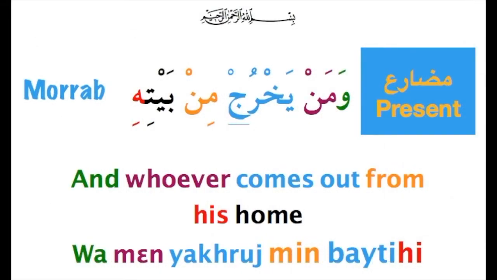The third and last one is يخرج. And يخرج is فعل مضارع, meaning present action. And it happens to be معرب. ومن يخرج من بيته. The sentence: whomever comes out from his home. يخرج in this sentence, because of its place in the sentence, has a sukoon at the end of it. And this is because of its place in the sentence. This is what i'rab is.